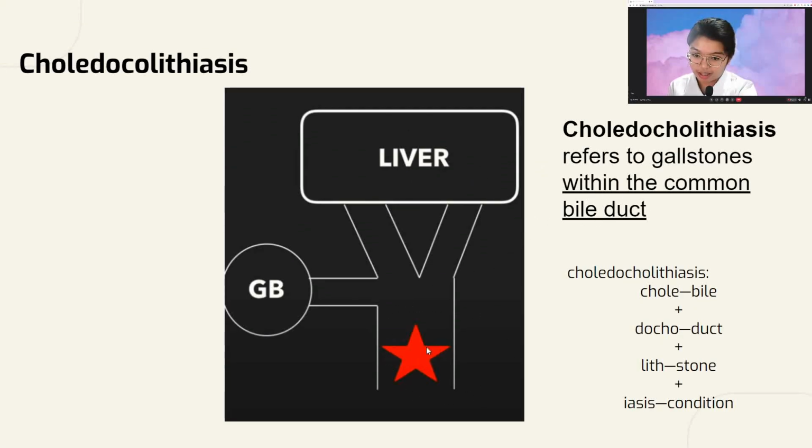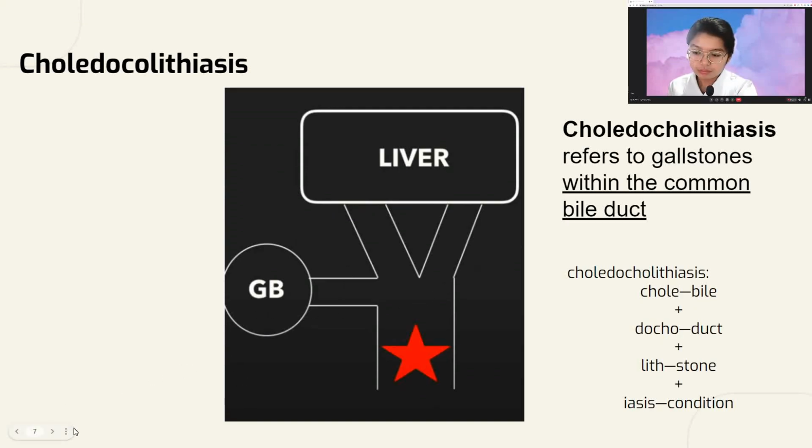This is the common bile duct. As you can see, the star, representing the gallstone, is present in the common bile duct. In the breakdown of its name, chole means bile, docho means duct, lith means stone, iasis is a condition. So now that the gallstone is lodged in the common bile duct, this can go both ways. There can also be cholecystitis when you have choledocholithiasis. But in this illustration, there is no inflammation, though it can be possible.